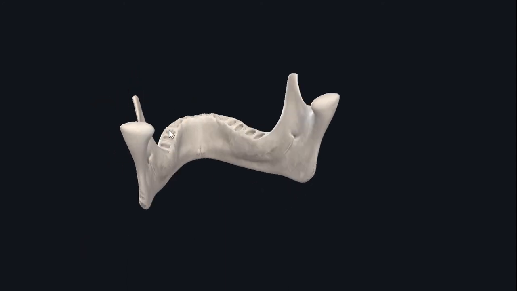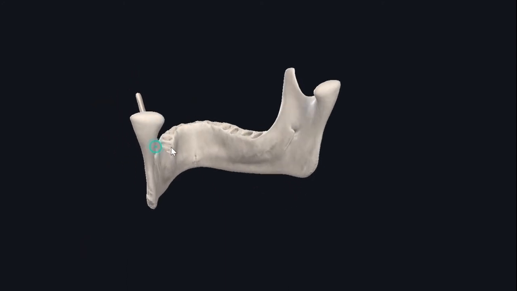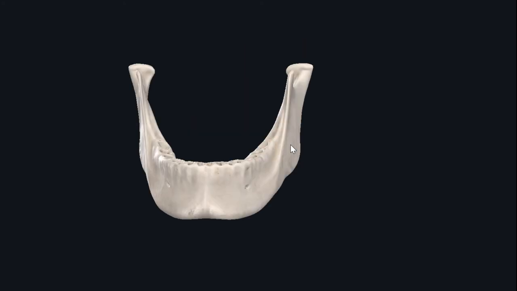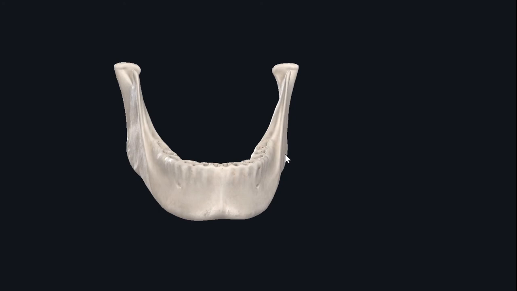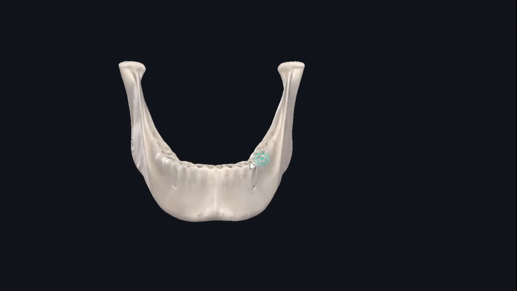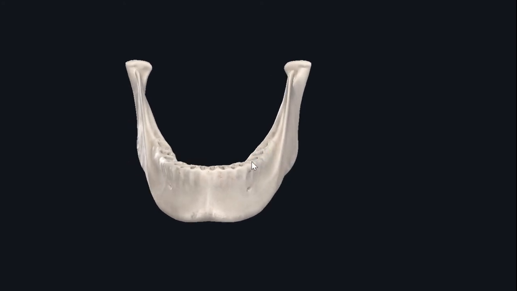So I hope this video is good for you to understand the different parts and the major features of the mandible. In the next video, I'll be discussing the muscles and their attachments over here.